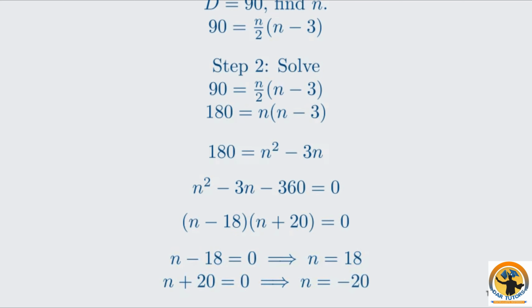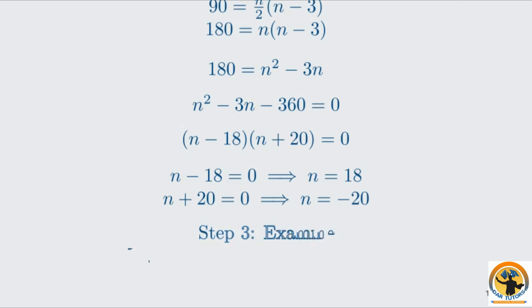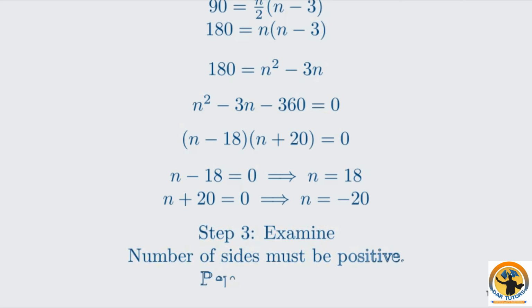Step 3 is to examine the solutions. A polygon must have a positive number of sides. Since n represents the number of sides, it must be positive. Therefore, we must reject the solution n equals -20 as unrealistic.